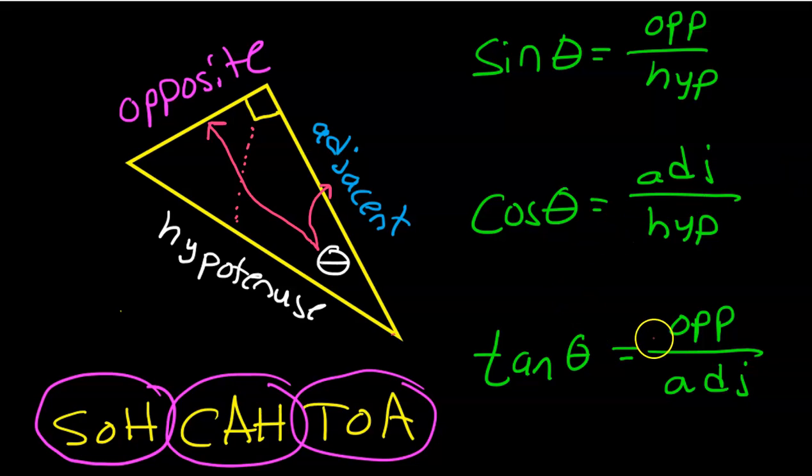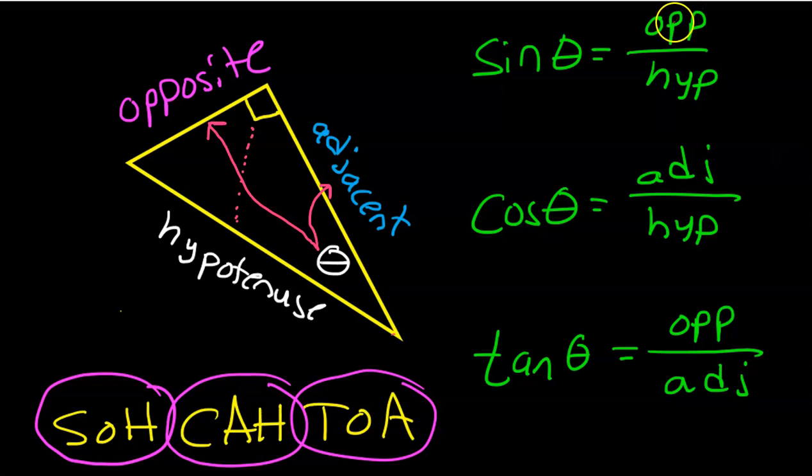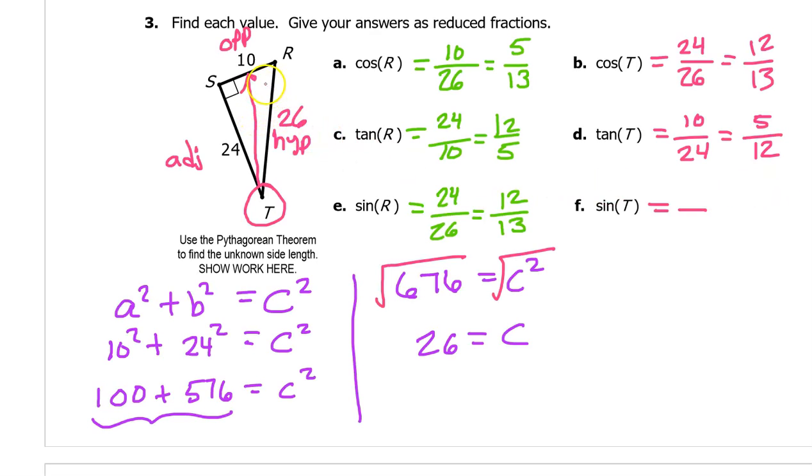Tangent. Tangent is opposite over adjacent, which in this case will be 10 over 24, which reduces to 5 over 12. And then sine is opposite over hypotenuse. In this case, that's 10 over 26, which reduces down to 5 over 13.